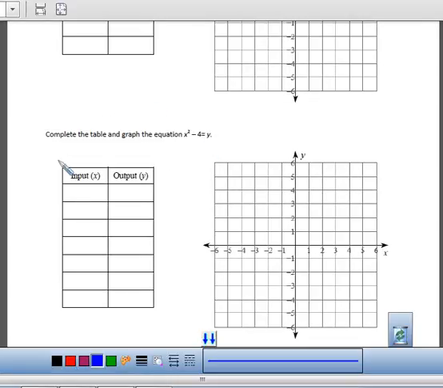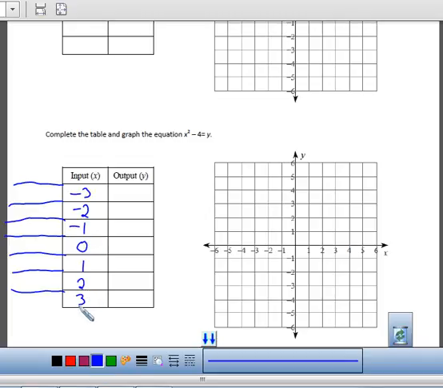So now we have a different looking equation. Again, extend your table. Now you'll notice this table is a little bit bigger. This time I'm going to go from -3 all the way up to +3 for my x values. And then I have x squared minus 4. So we're going to plug in -3 for x. Well, -3 squared is -3 times -3, which is 9. And 9 minus 4 is 5. So our output value is 5.